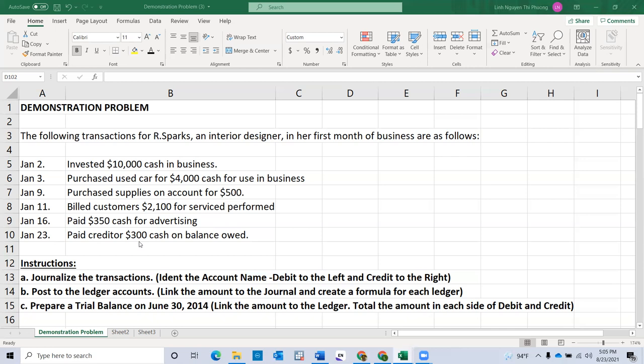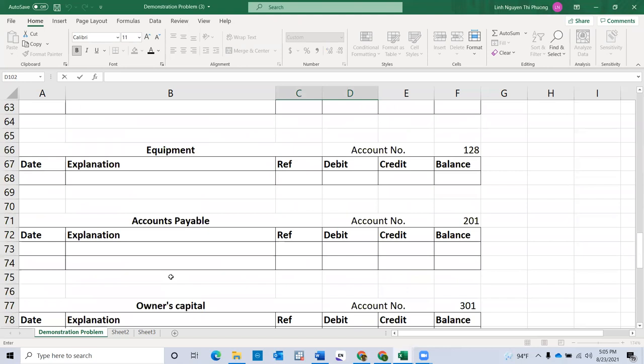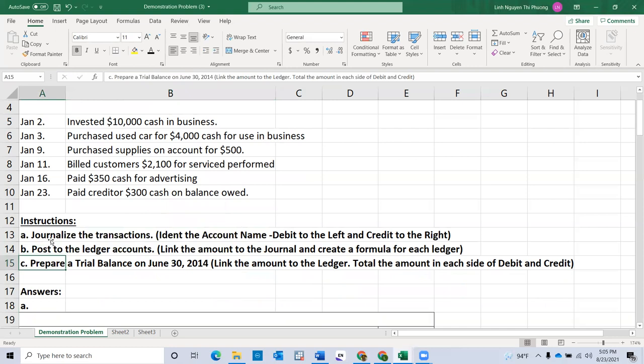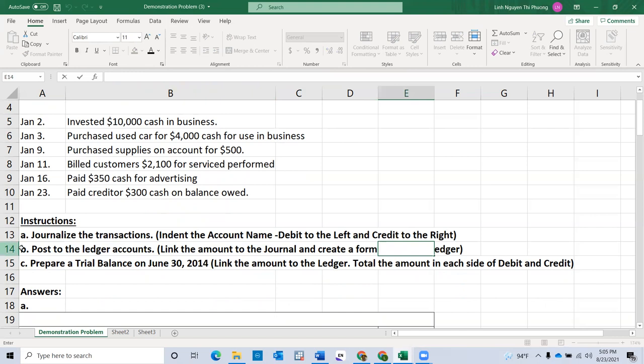Instructions: journalize the transactions. Don't forget to indent the account to the right for the credit account. And post all the journal entries to the ledger accounts. Don't forget to link to the journal and create a formula for the balance in each ledger. The balance.